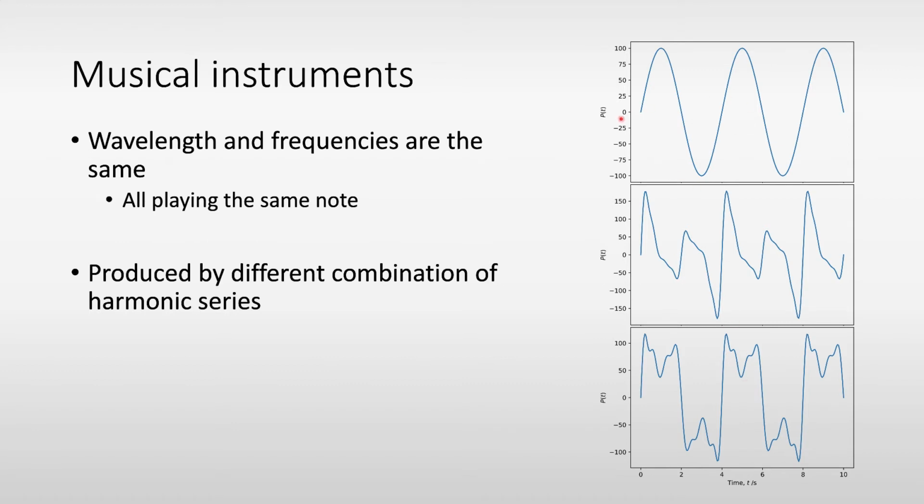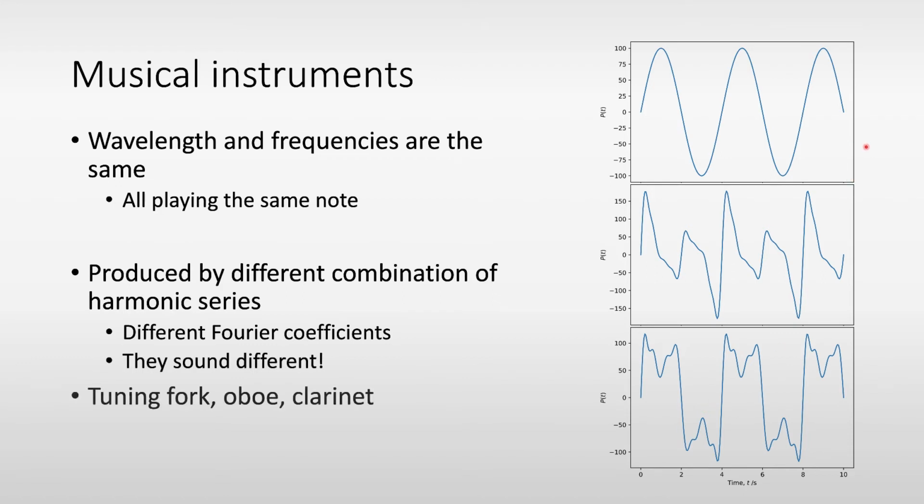So we've got the top one, which is a purely sinusoidal wave. We have the middle one, which we've looked at already, and the bottom one, which is even more complex again. These are produced by different combinations of the harmonic series, and each of them has different Fourier coefficients within that harmonic series. What that means is that they sound very, very different. So the spectra that we have here, the top one is an example of a tuning fork, the middle one is an example of an oboe, the bottom one is an example of a clarinet. So very different waveforms that we see.